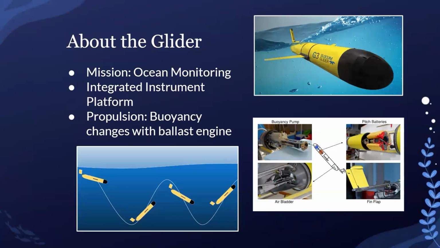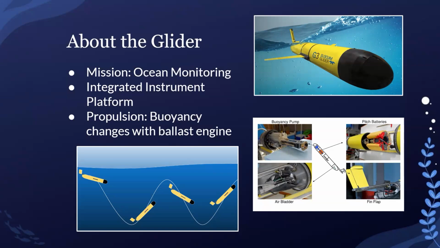So I'd like to talk about the glider. The mission of these gliders is to collect ocean data for a variety of purposes related to ocean monitoring, such as the viability of building offshore windmills or analyzing hurricane formation. These gliders are integrated instrument platforms, which means they have a bunch of sensors that automatically collect data. And like David said, when they surface, they communicate with satellites to send this real-time data.